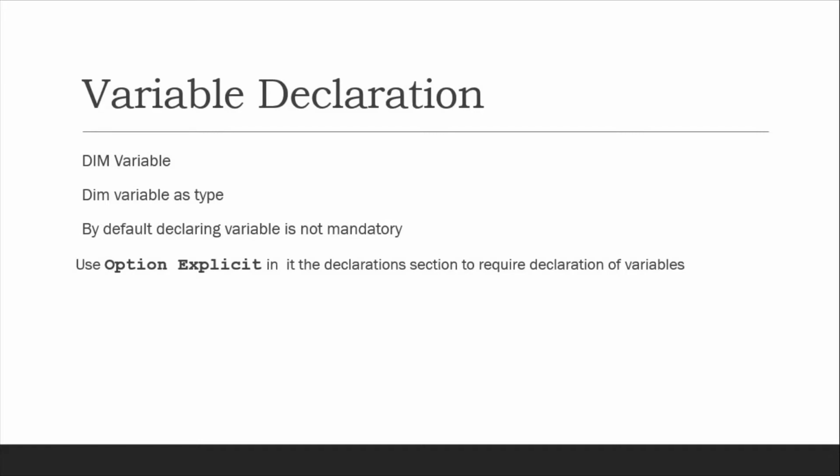So to avoid this, it is good practice to declare variables and make it mandatory to declare variables. What does mandatory mean? It means if we write Option Explicit in the declaration section, it requires declaration of variables. If we use Option Explicit, the computer will tell you that this is something new, I have never heard of. So let's do an exercise. I will try to explain the importance of Option Explicit and how we will use it.